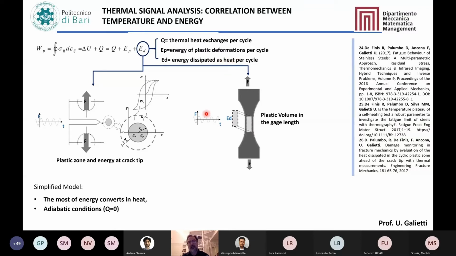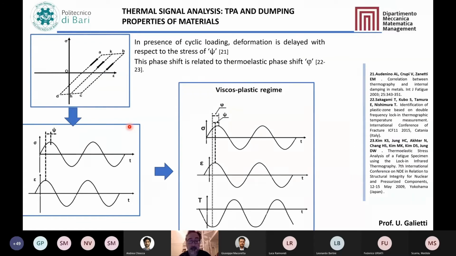So the idea is, okay, if we have damage, then we have a heat source that comes up inside the material. So what if we can monitor that heat source in order to have information about the damage? This is the basis of all the methods that have been developed during these years.